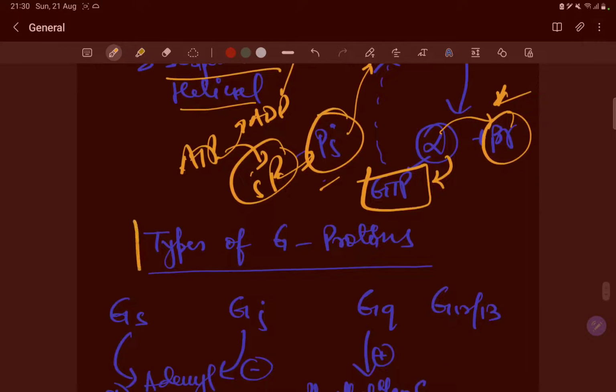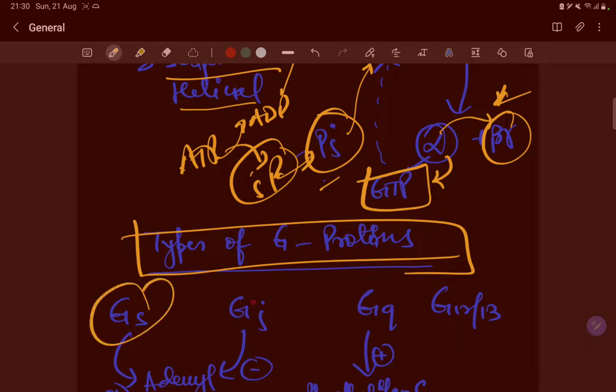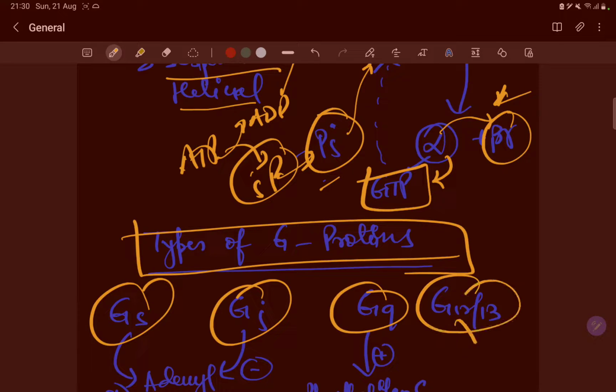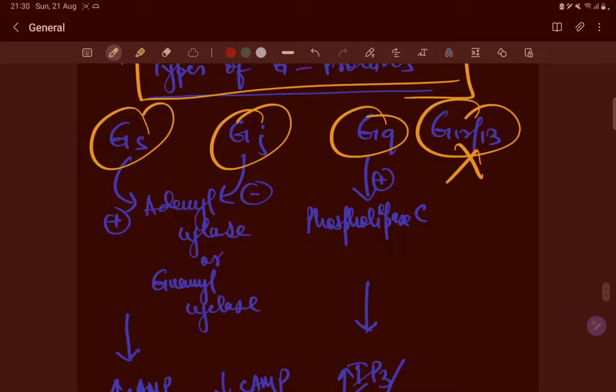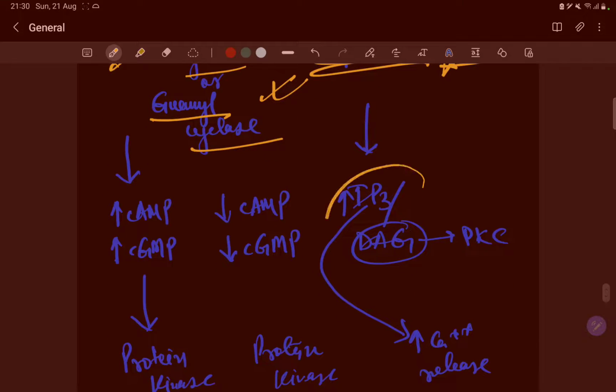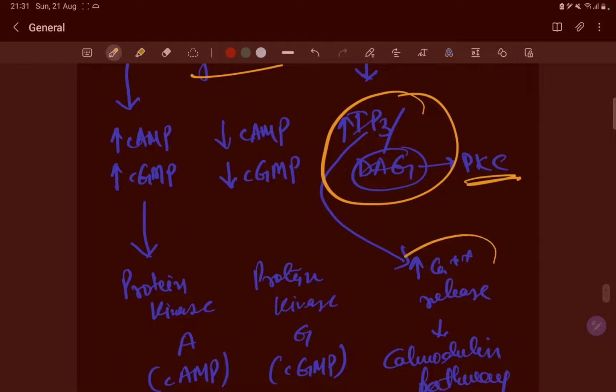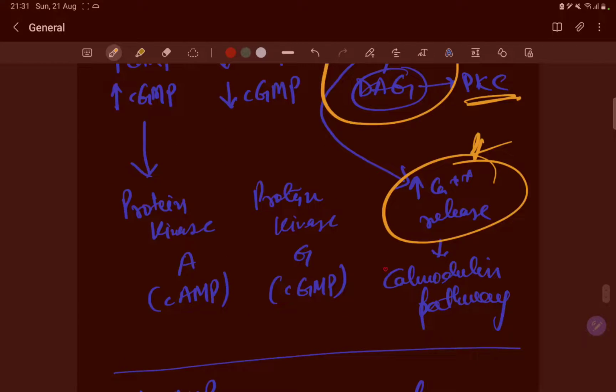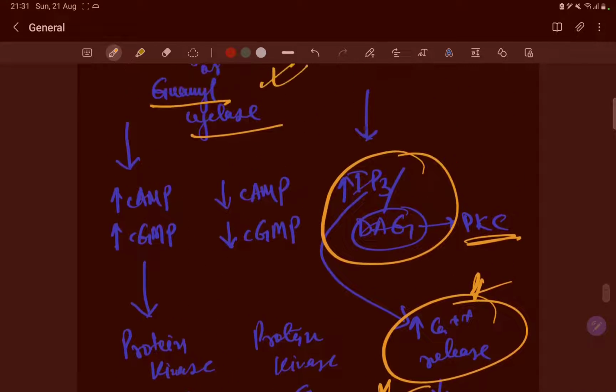Okay. Now the types of G proteins are GS, GI and GQ type. G12 and 13 are not necessary. GS and GI will act on adenyl cyclase. One is stimulatory, another is inhibitory, or it will act on the guanyl cyclase. Okay, so this is important. Now this GQ will act on the phospholipase C. It will activate the IP3 DAG response via PKC, and the third messenger calcium is released forming the calmodulin pathway.